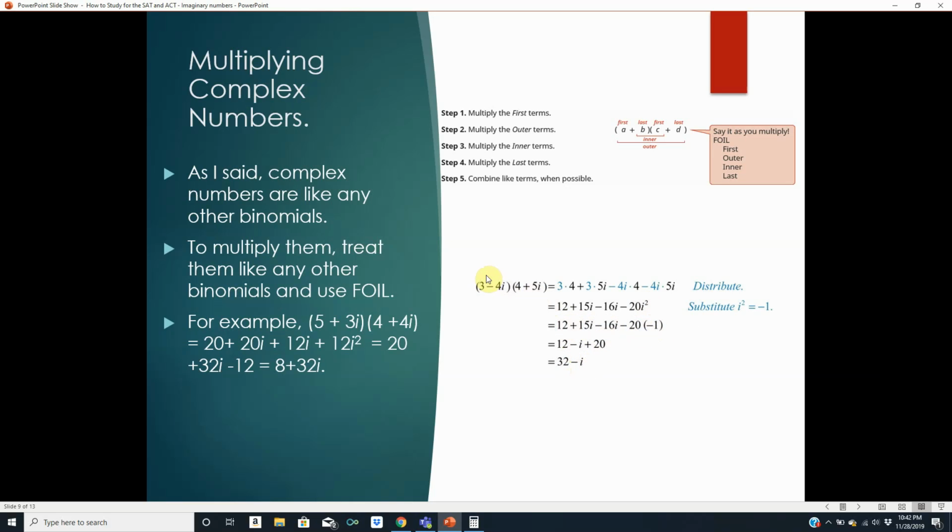So again, 3 times 4 is 12. 3 times 5i is 15i. Negative 4i times 4 is negative 16i. So these just become negative i. This becomes 12. Negative 4i times 5i becomes negative 20 times i squared, which becomes negative 20 times negative 1, which becomes 12 minus i plus 20, which becomes 32 minus i.